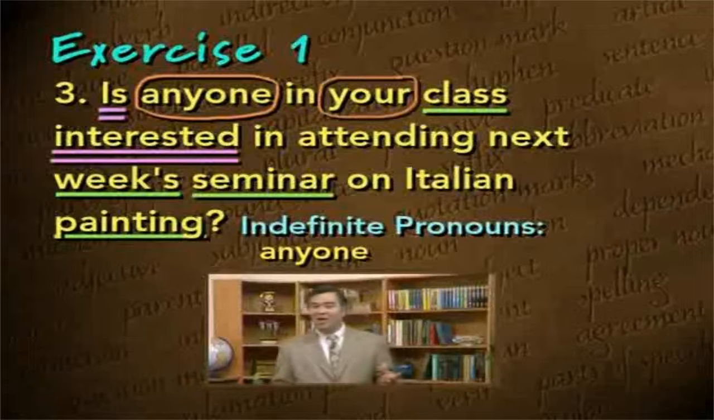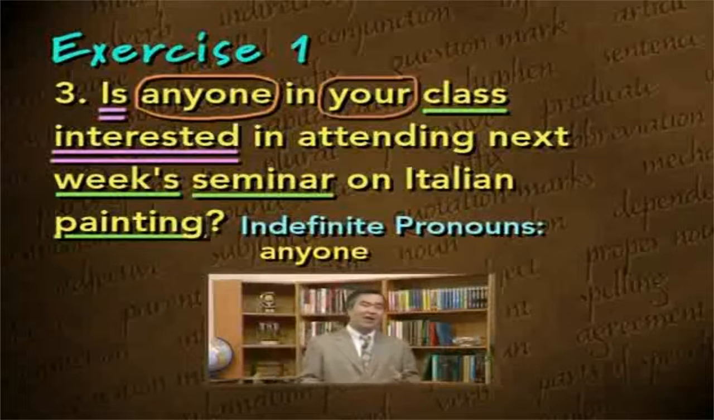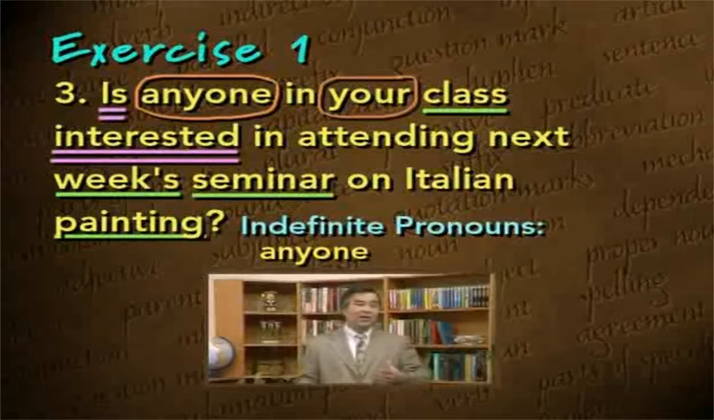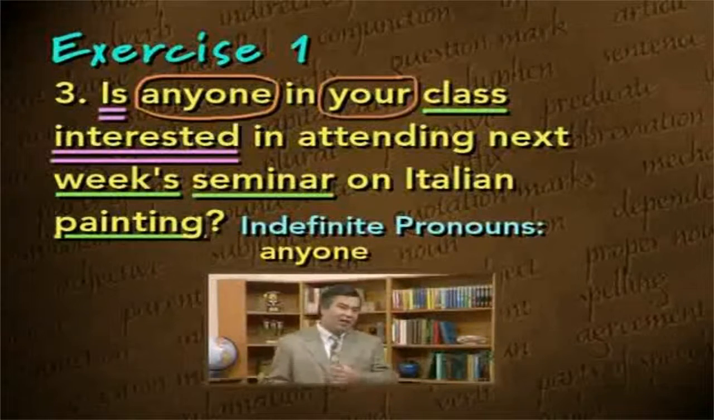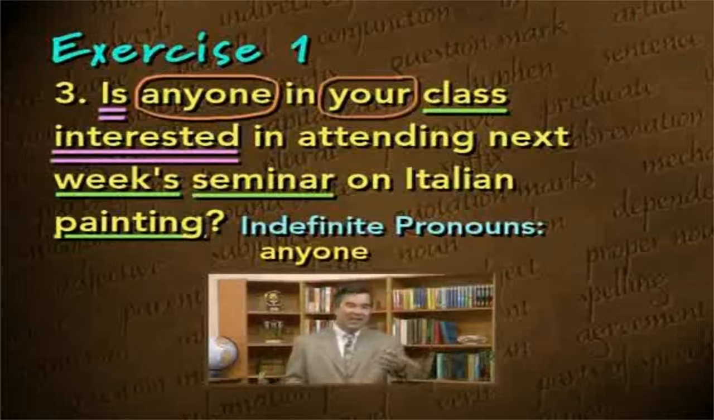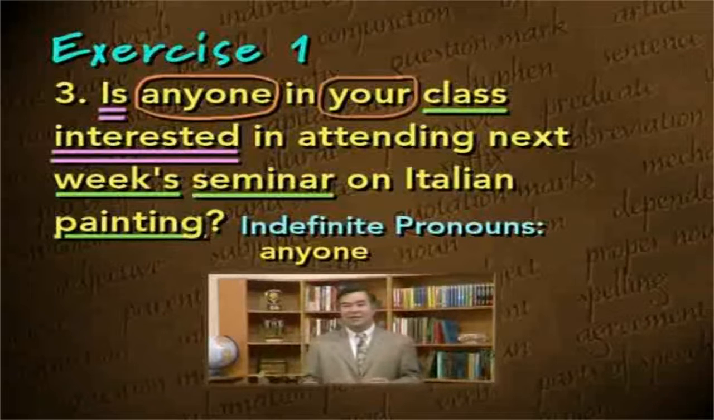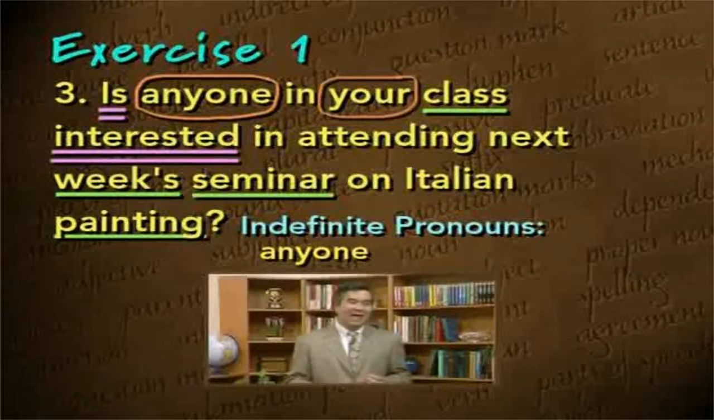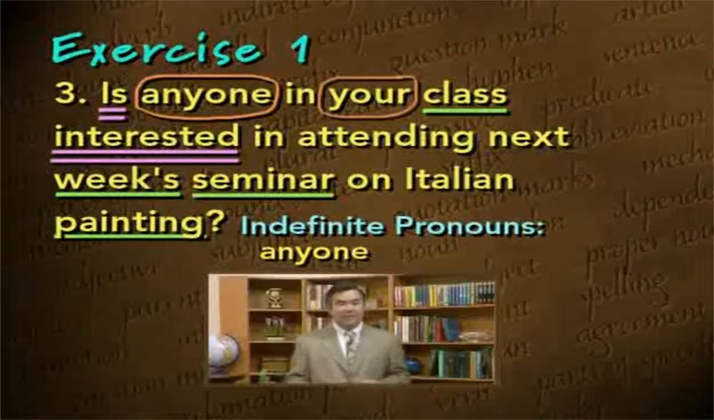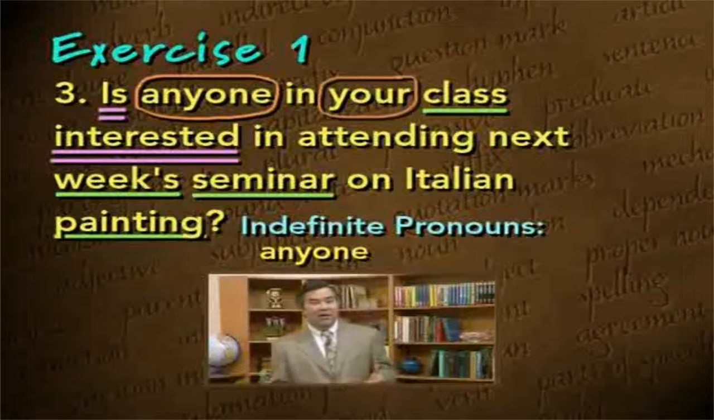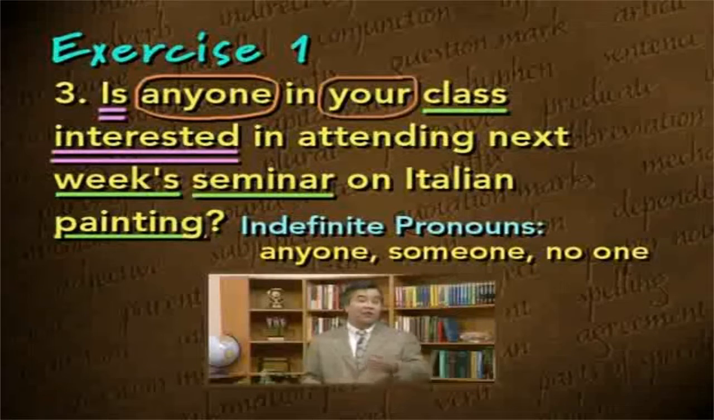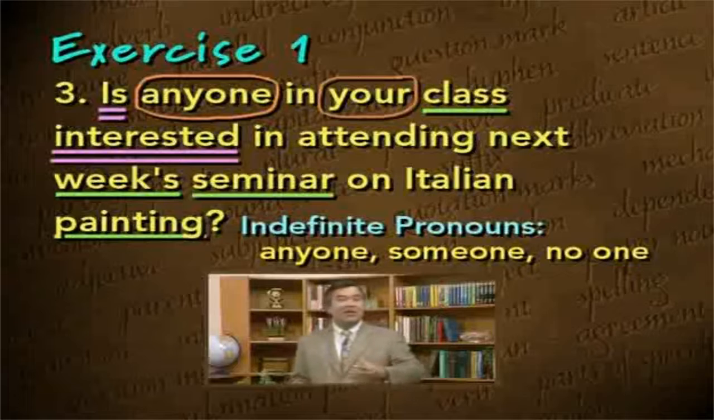Well, we really don't know. The antecedent of the pronoun anyone is not definite. The person who is asking this question, the person who is stating this sentence, is referring to some unknown person in your class who might be interested in next week's seminar. Since the person is unknown, that person is referred to using an indefinite pronoun, anyone. Other examples of indefinite pronouns are someone and no one. All of these refer to people who are not specifically named, and that's why they're called indefinite pronouns.